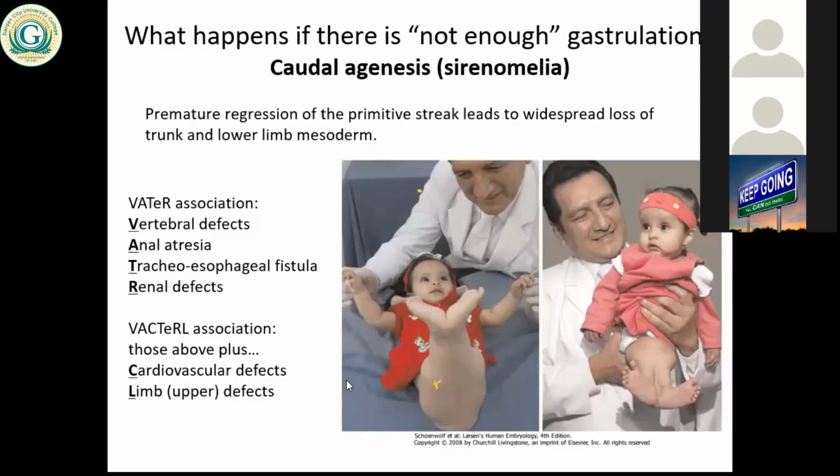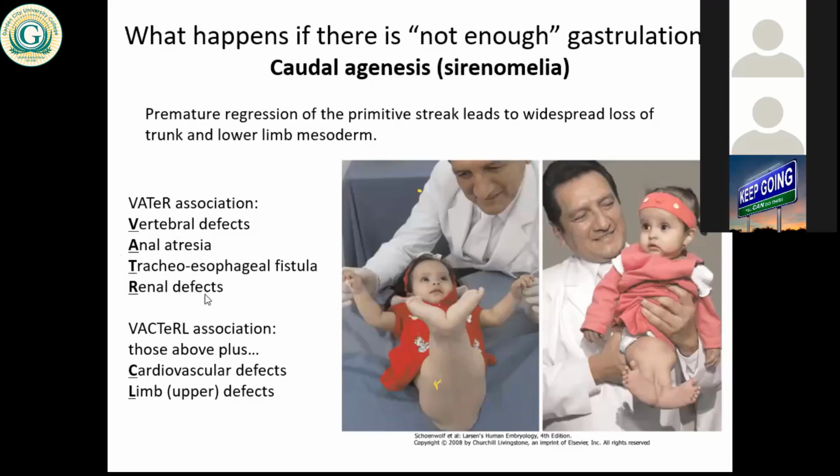So if you look at this baby, the limbs, the cells that were supposed to move to go and form the limb did not go. Gastrulation ended too quickly. So let's look at her problem here. The first problem with her is called VATER association: vertebral defects, anal atresia, tracheoesophageal fistula, and renal defect. It means that the cells that were supposed to move from the epiblast to help the hypoblast form the endoderm did not go.